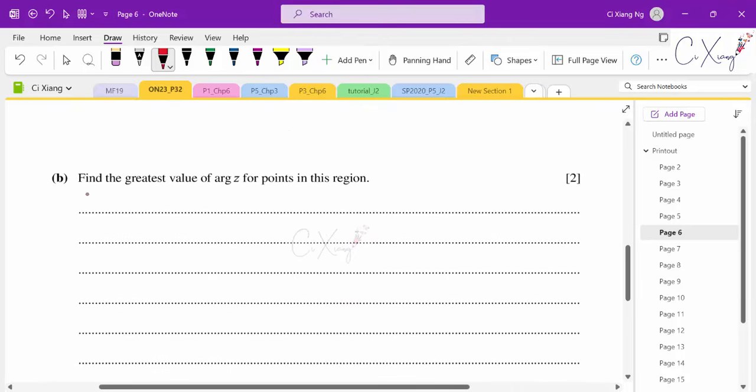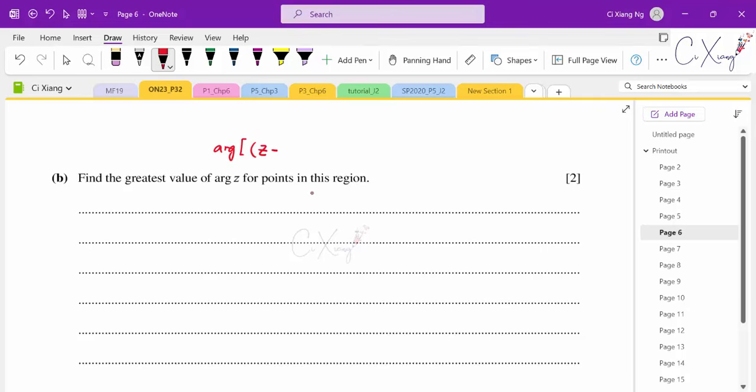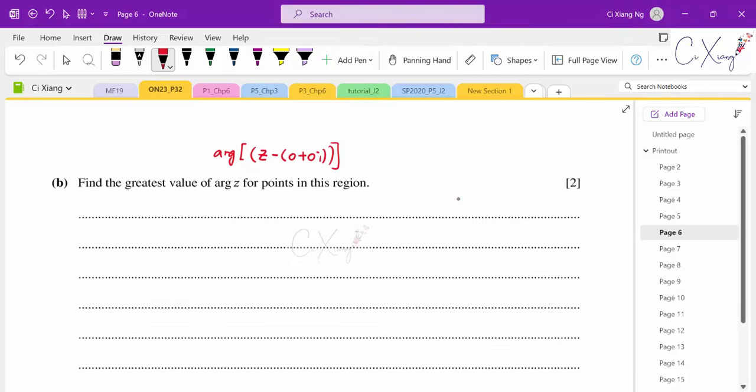For part B, they want you to find the greatest value of arg z for points in this region. So again, arg z means that you want to get the argument of the complex number z from the point 0 plus 0i. So that's the meaning. What is the largest argument that you can get for the complex numbers from the point 0 plus 0i?